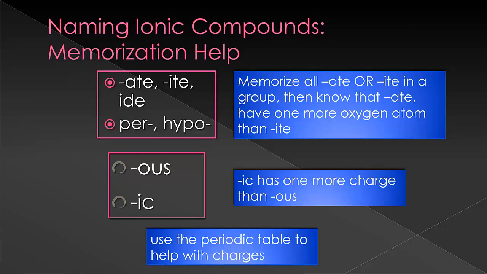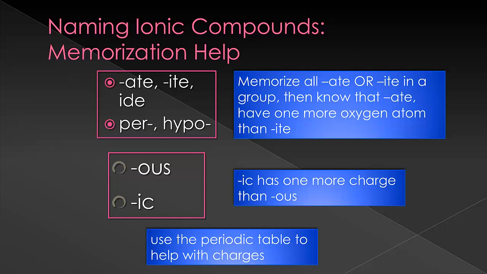So, for instance, with the ates and the ites, the ATE endings and the ITE endings, for instance sulfate and sulfite, vary by one oxygen. So if you memorize that sulfate is SO4 with a -2 charge, you would know that sulfite, ITE, is an SO3 with a -2 charge. This can help you out quite a bit. Per means to add an extra oxygen. Hypo means to take away another oxygen. I'll give you an example of this on the next slide.